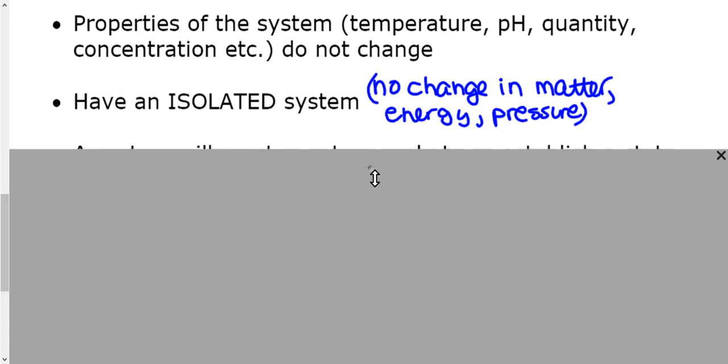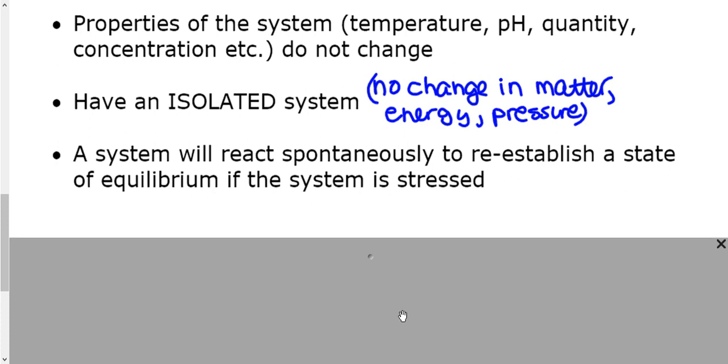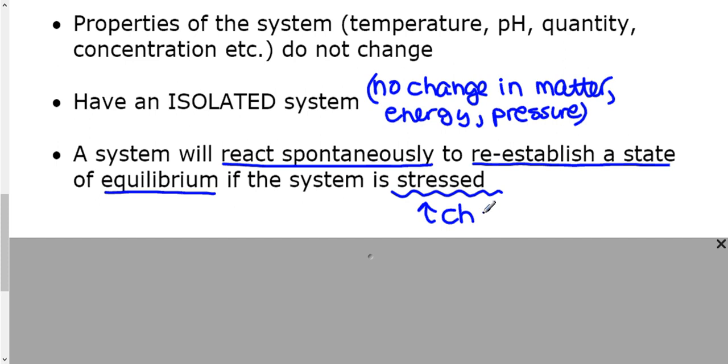And finally, what happens if you did change one of those properties that we talked about above: temperature, pH, quantity, etc.? If the system's at equilibrium, it reacts spontaneously, so right away, and it tries to reestablish that state of equilibrium if there's some kind of stress. We'll talk more about stresses in our next lesson on Le Chatelier's principle, but that's coming up a little bit later. So stress means change in conditions. That's the easiest way to think about it.